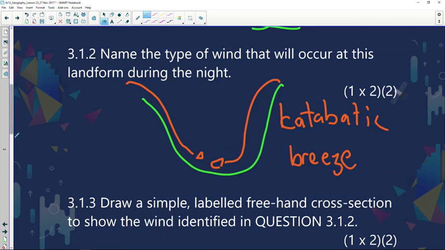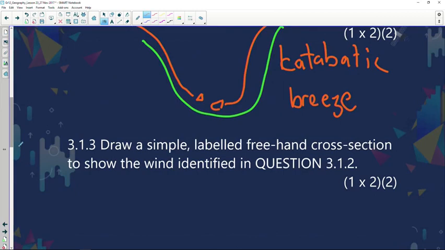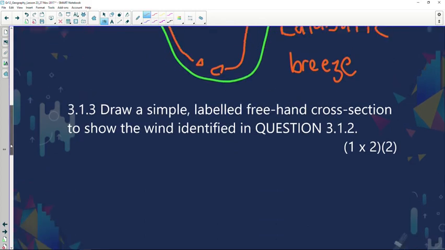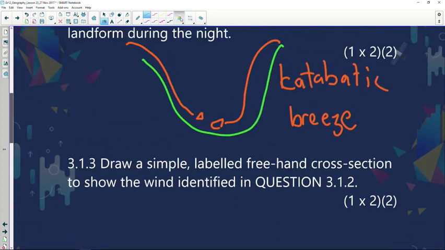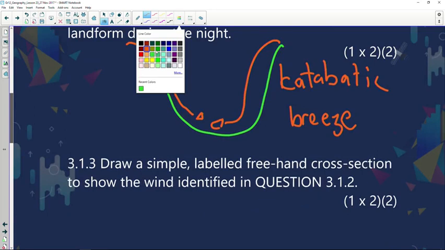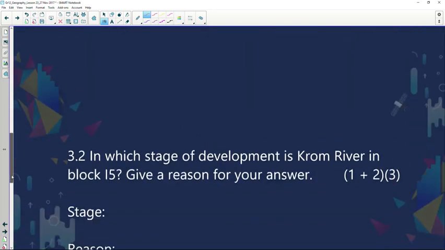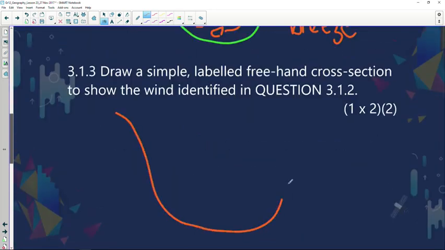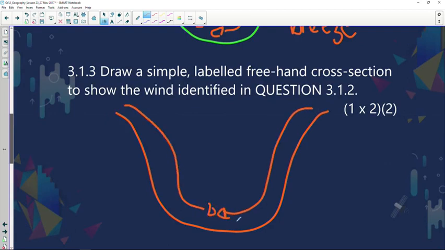Now, draw a simple labeled cross section to show the wind identified in question 3.1.2. Oh, I've just basically done it, so I'll just quickly redraw it for you. There you go. You've got your valley, got your sinking air, and you can just label that katabatic winds. Okay.